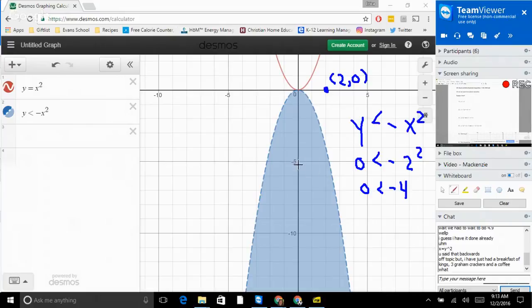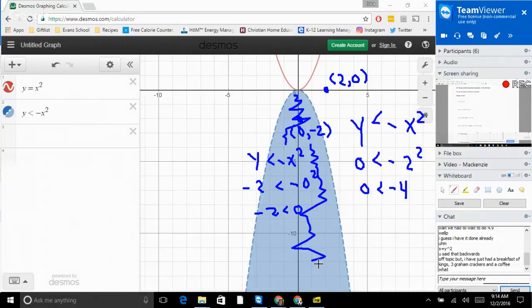The inverse of that is if we would have picked maybe here, right? This point is 0, negative 2. Okay, so our equation is y is less than negative x squared. Okay, x is 0 and y is negative 2. So negative 2 is less than negative 0 squared, or basically negative 2 is less than 0. So this point is true, right? So that means that this is the part that gets shaded.